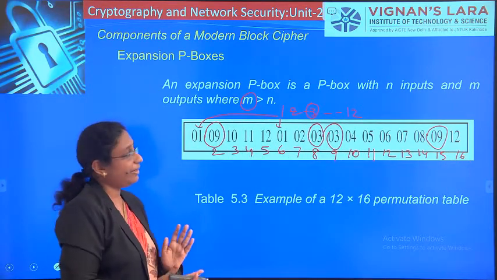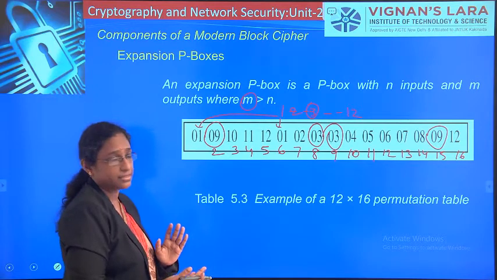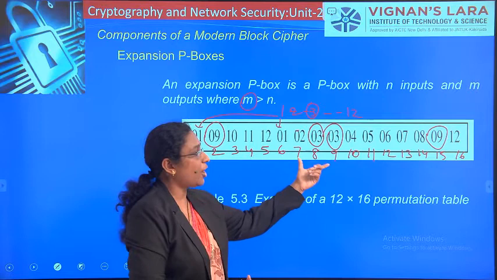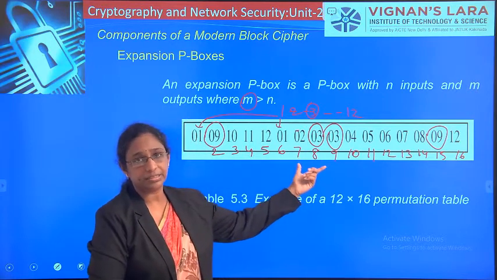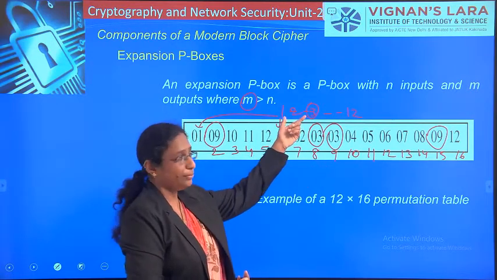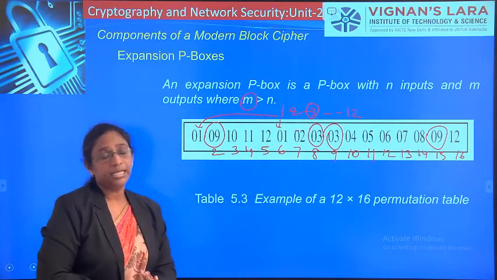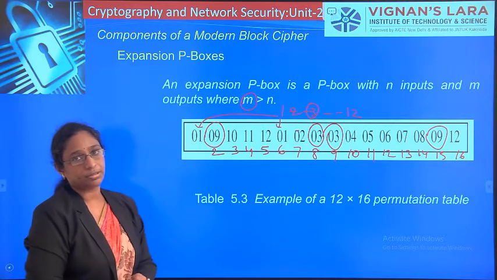Okay, so in that way we will be having the 6 bits from the 12 bits, giving the 12 bits as input. So as an output you will be getting the 16 bits. Giving the input with the 12 bits, you are getting the 16 bits as the output. That is said to be the expansion box.